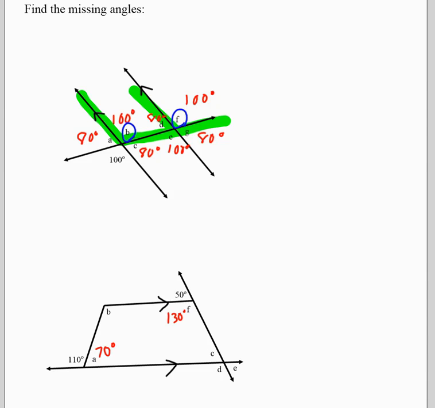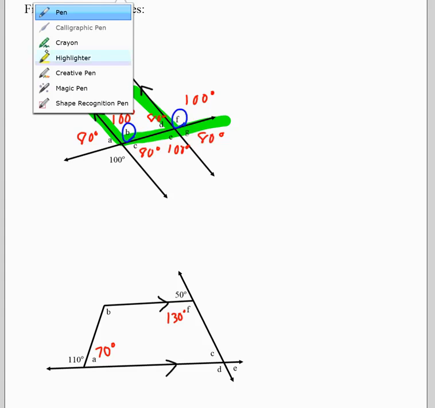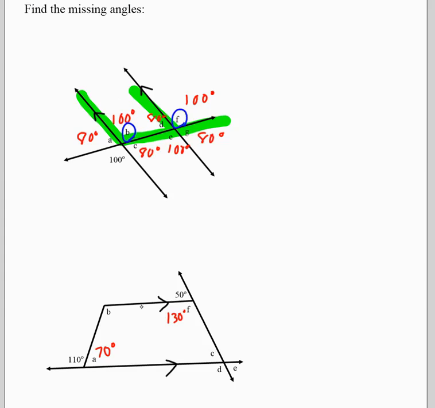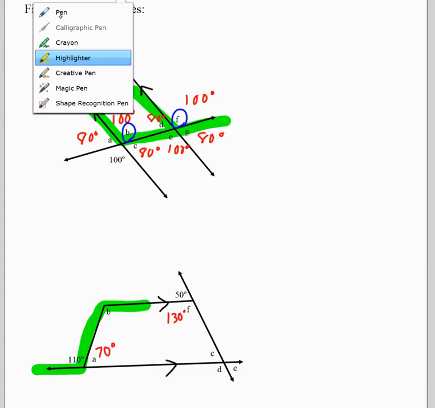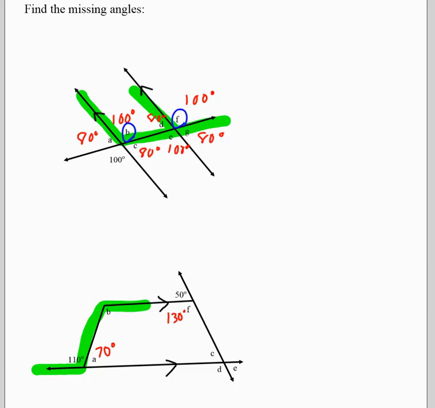Now we're a little bit stuck. So what could we do? Well, we know we have parallel lines. So what we need to do is try to find some patterns using those lines. For example, right here is a Z pattern. What that tells us is that B and 110 are alternate angles, so B must be 110.